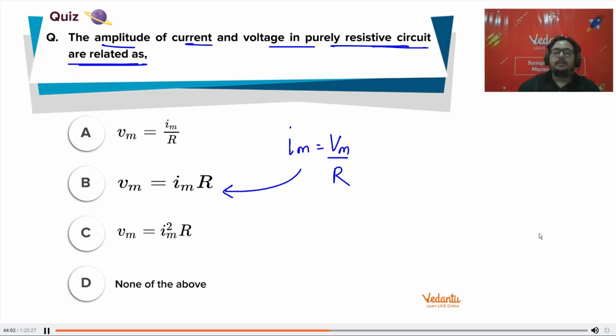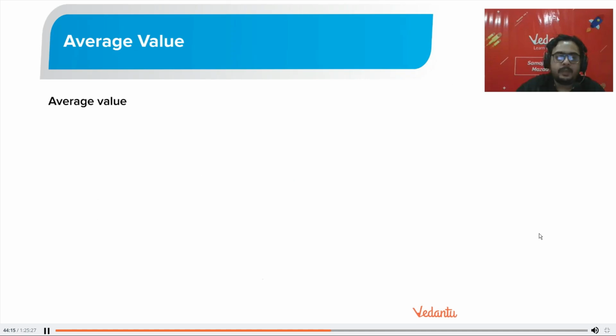Chalo, let us move ahead then. Purely resistive circuit means a circuit in which there is only resistance. No capacitor, no inductor, only resistor. Chalo, so the next thing is called the average value of current.